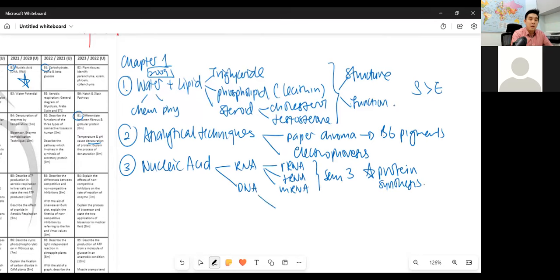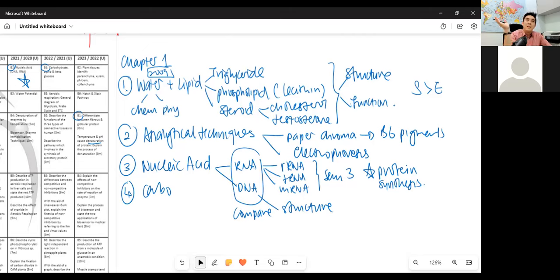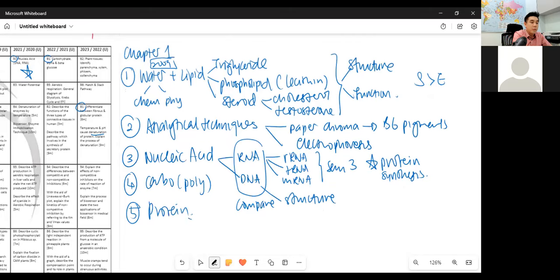Guys, the structure and function of DNA, and of course, they can compare. Carbohydrate, of course, monosaccharide is easy. Disaccharide is easy. If they really want to test you, I think it's been a while since they tested students on polysaccharide. Now, finally, protein, guys. Protein, you have to study the structure, the two types, and also the composition.